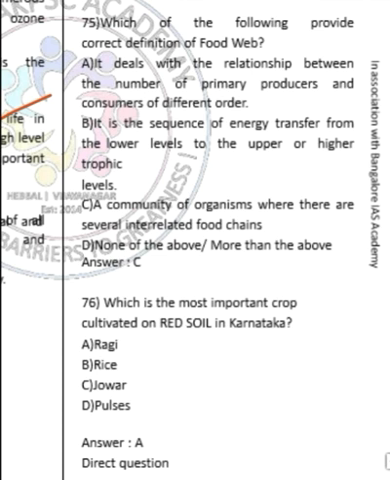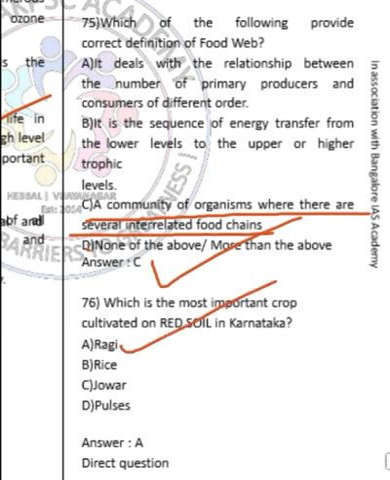Question number 75, it is asking which of the following provide correct definition of food web. So here you can see option C, which says a community of organisms where there are several interrelated food chains. So this is the correct answer for the question given, hence correct answer is option C. Moving ahead to question number 76, it is asking which is the most important crop cultivated on red soil in Karnataka. Answer is option A, ragi.